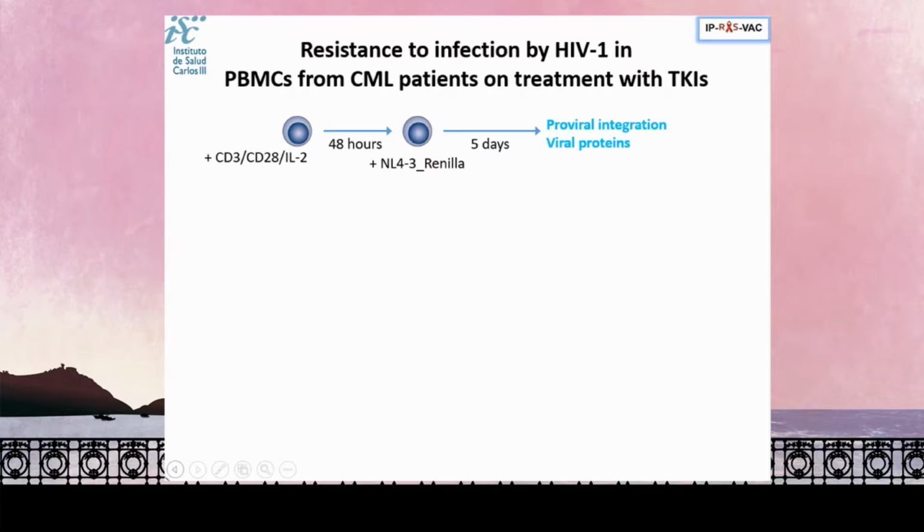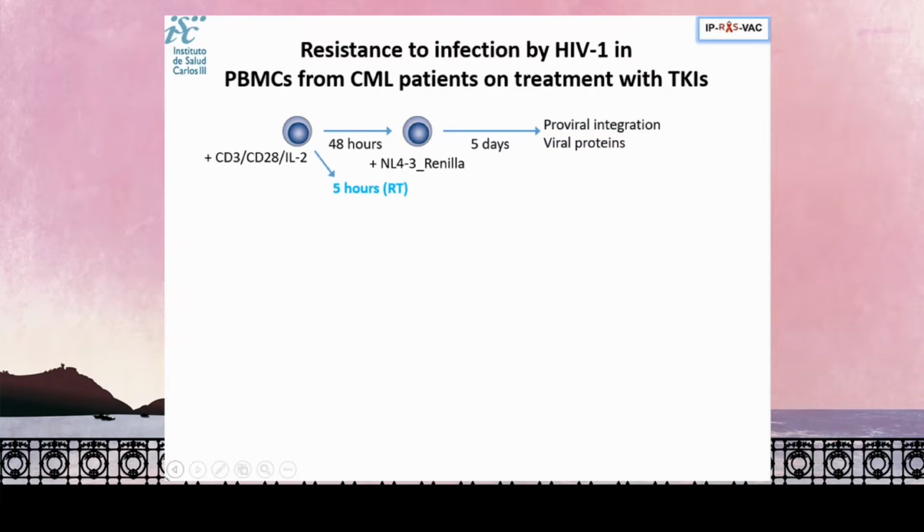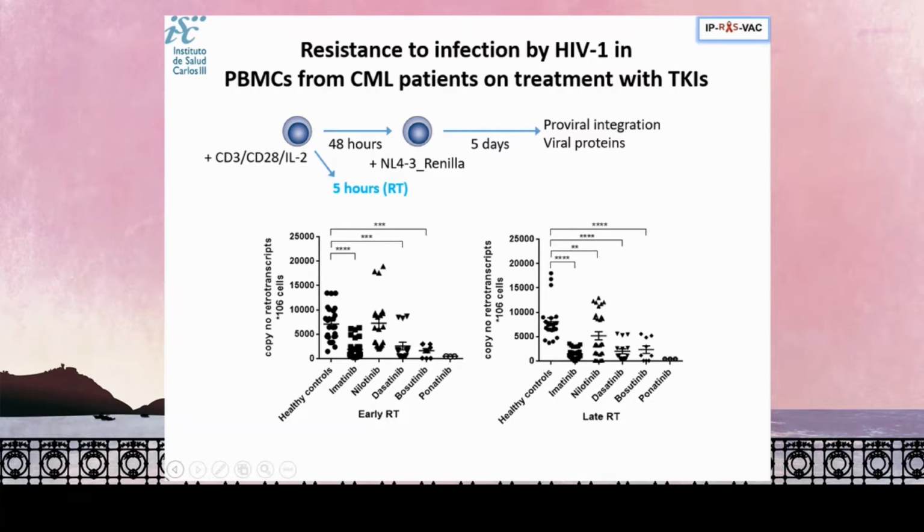First of all, we isolated the PBMCs from these CML patients on chronic treatment, and we treated these cells with CD3, CD28, and IL-2 for 48 hours. Then we infected them, and after 5 days of infection, we analyzed the proviral integration and the presence of viral proteins. We observed that all of them, with the exception of imatinib, were able to interfere with the integration of the provirus and with the synthesis of viral proteins. When we analyzed the state of retroviral transcription after 5 hours of infection, we observed that all of them, in this case except nilotinib, were able to interfere with both early and late reverse transcription.